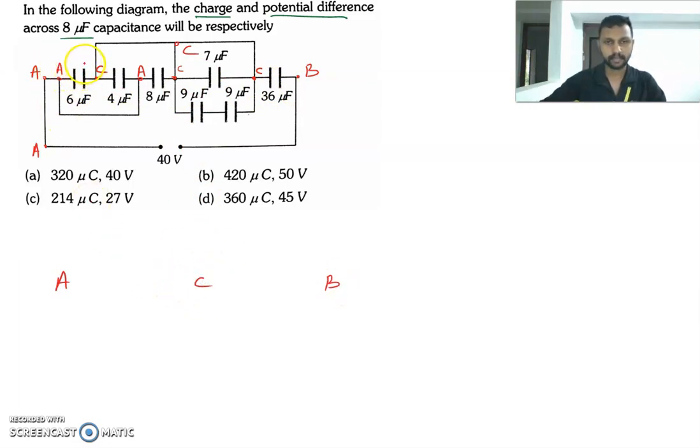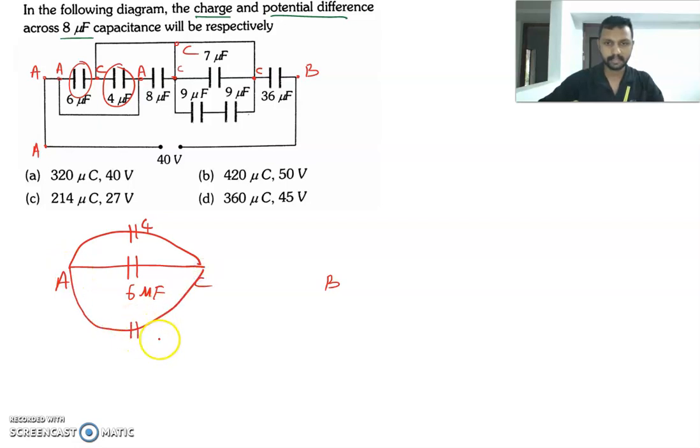Then let's fill in the capacitors. This capacitor is between A and C. Therefore, we have a capacitor of 6 microfarad over here. This capacitor is between C and A. Therefore, I have another capacitor of 4 microfarad over here. This 8 microfarad capacitor is between A and C, which means it is connected like this, and it is 8 microfarad.